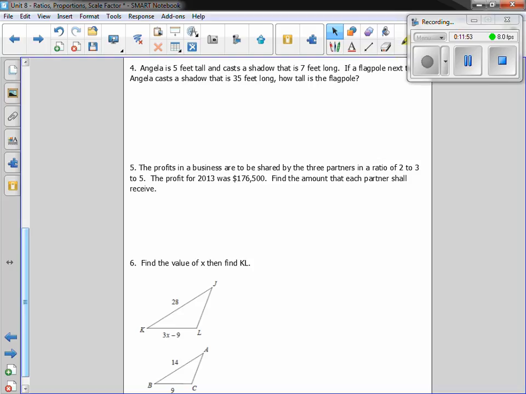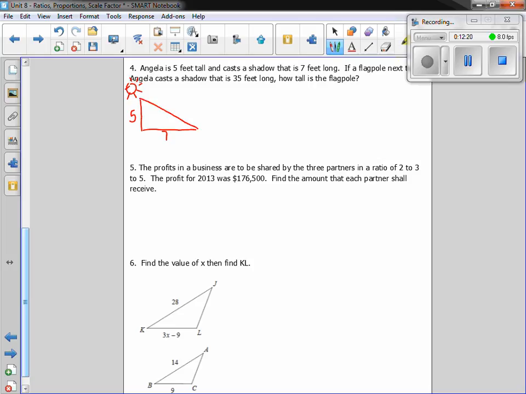In example 4, Angela is 5 feet tall and she casts a shadow that is 7 feet long. If a flagpole next to Angela casts a shadow that is 35 feet long, how tall is the flagpole? The best thing to do here is to draw the picture. Angela is 5 feet tall and she casts a shadow, here's the sun, that is 7 feet long.